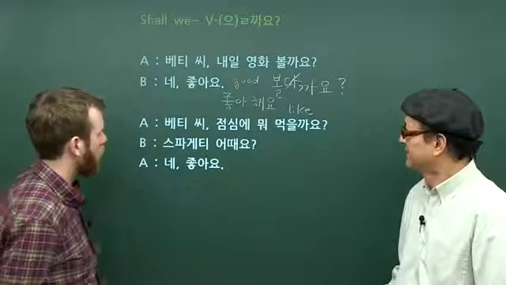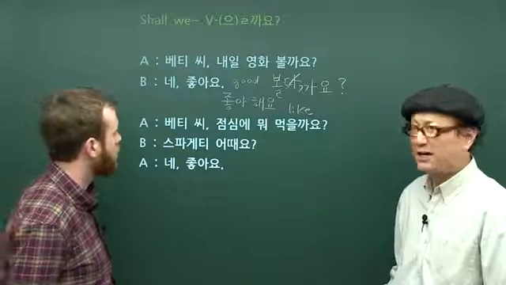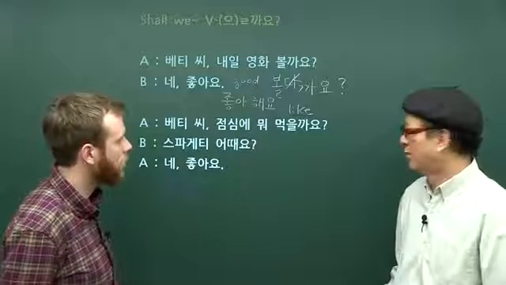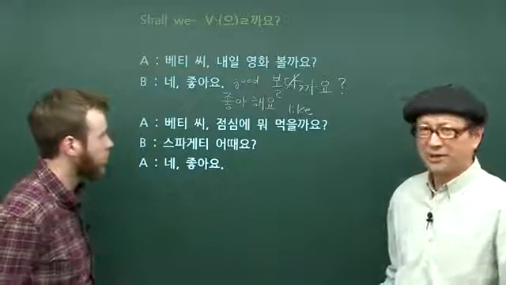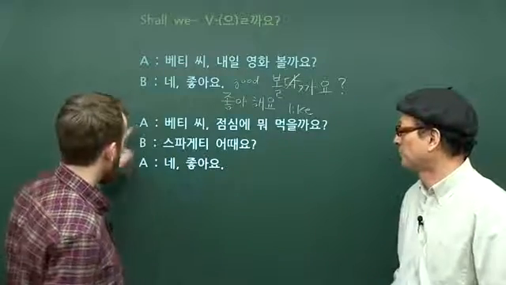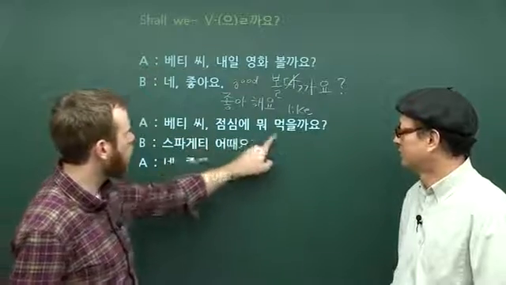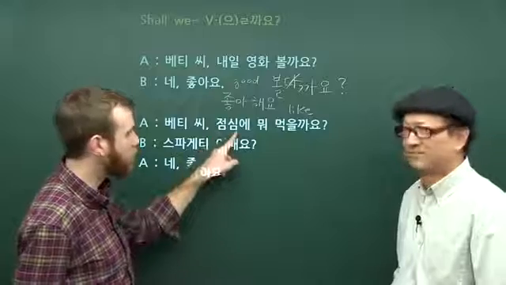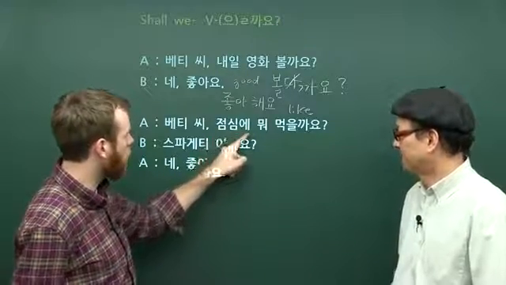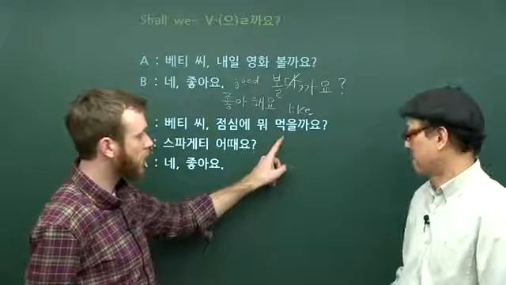Let's go down to our second dialogue here. 베티 씨, 점심에 뭐 먹을까요? 스파게티 어때요? 네, 좋아요. Okay. So our first line, still asking Betty, 베티 씨, 점심에 뭐 먹을까요? So 점심, lunchtime, right? So our marker here to talk about lunchtime. 뭐? What? And in this case, the verb is 먹다, to eat.